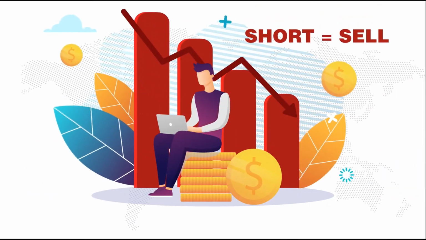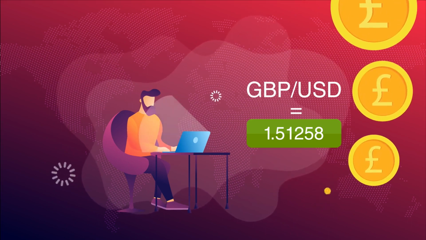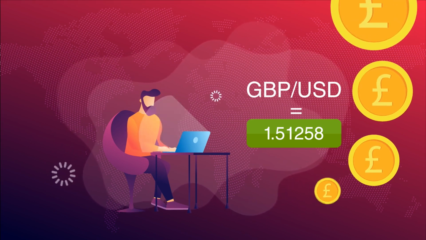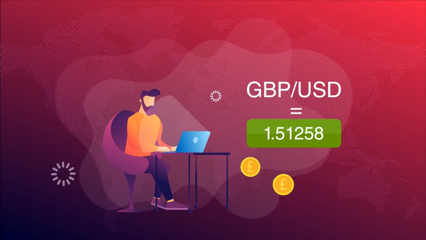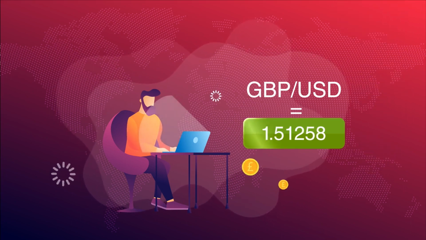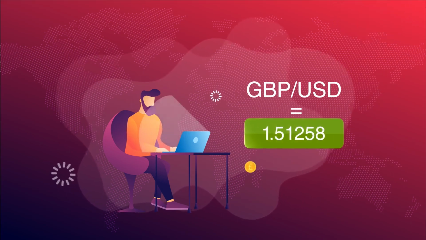It's that simple. The price of a currency pair tells you how many units of the quote currency, or the second currency, you need to pay to buy 1 unit of the base currency, or the first currency. In this example, you would need to pay $1.51258 to buy 1 pound.